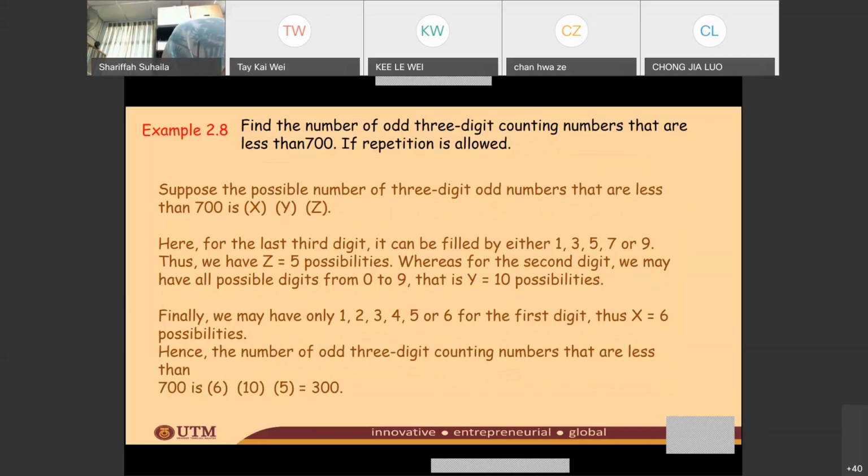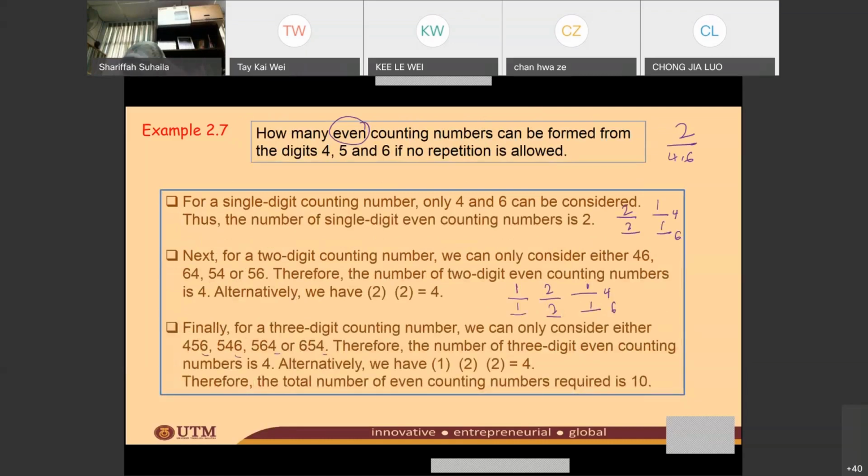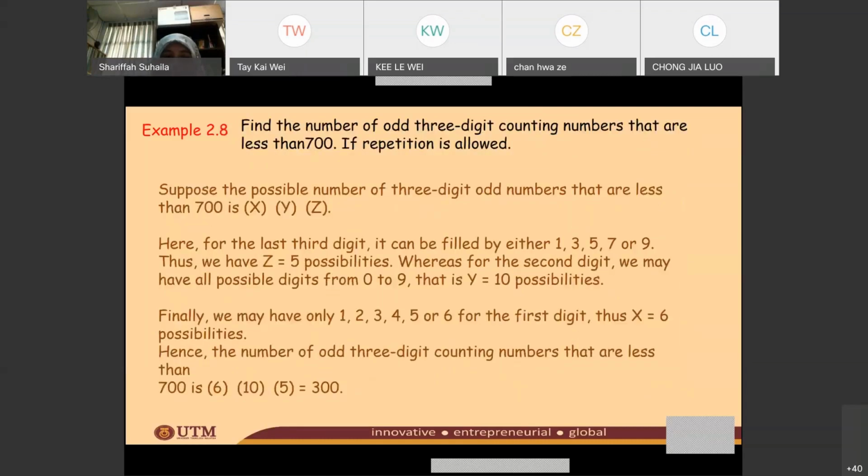This one dia tak cakap apa kan? So again for this one, if the question doesn't mention anything, we just assume the repetition is allowed. Dalam modul tu kita tak tambah if repetition is allowed, but the solution that is given is according to repetition is allowed. Yang tadi saya highlight example 2.7, no repetition. But this one, this solution is designed for repetition is allowed.